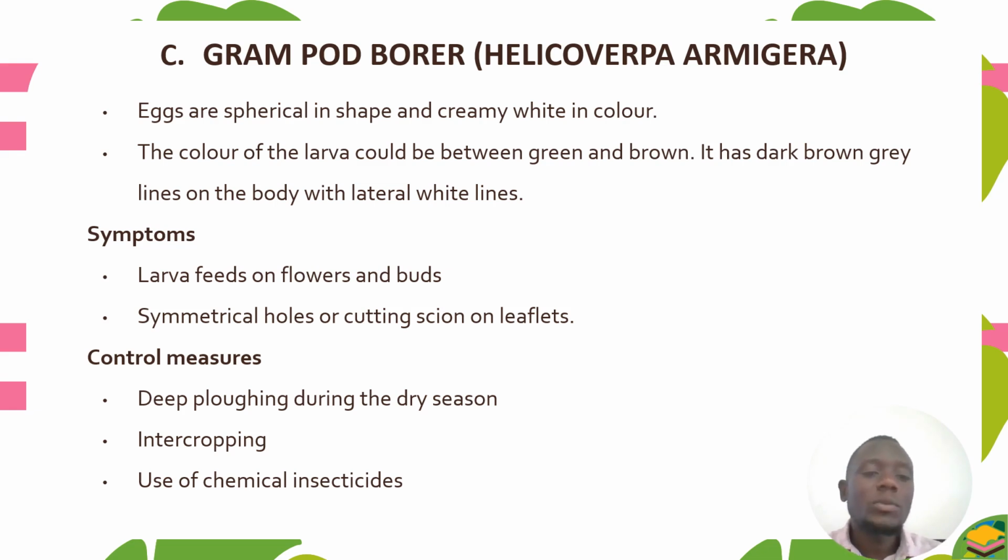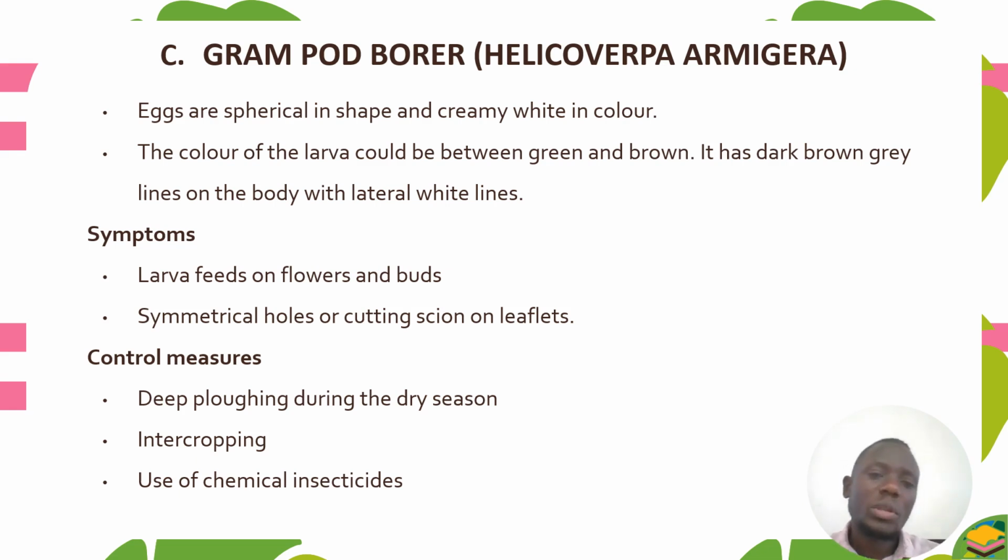So let's look at the symptoms of ground pod borer. The first one is that the larva feed on flowers and buds. The larva of ground pod borer feed on flowers as well as the buds. Then I've got symmetrical holes or cutting on the leaflet. There are holes which are symmetrical, or almost look the same, on the leaflet. So those are some of the symptoms.